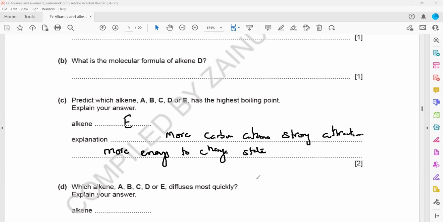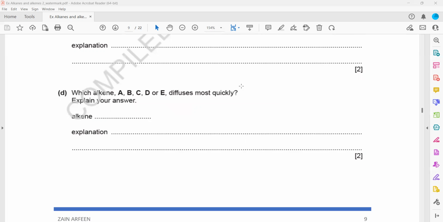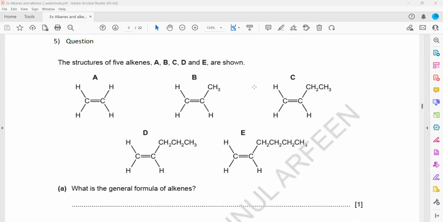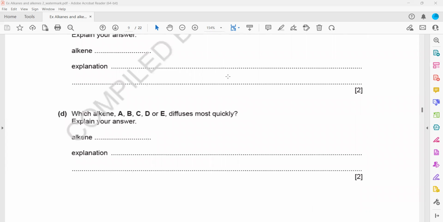Or we need a greater amount of energy to change the state. Which alkene, A, B, C, D or E, diffuses most quickly? Alkene A has the least molecular mass, with fewer carbon atoms, so less bonding present. So alkene A.